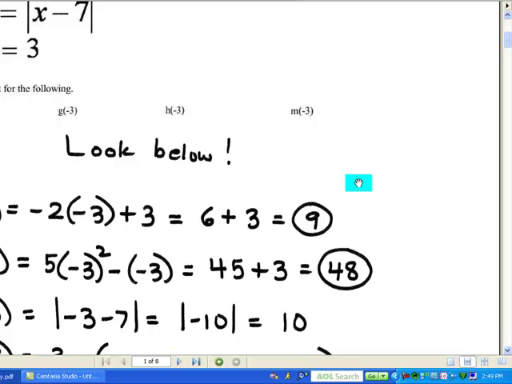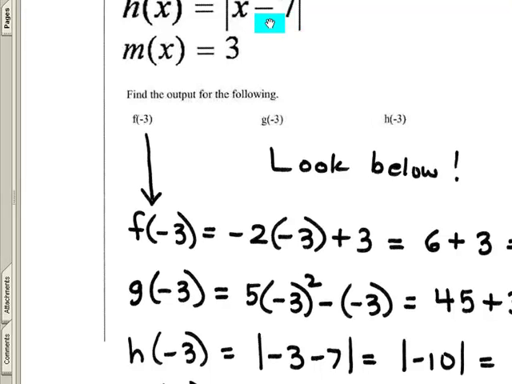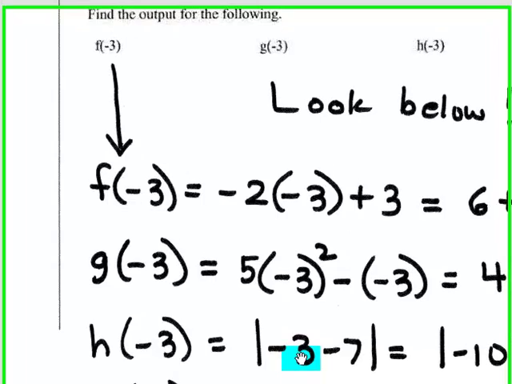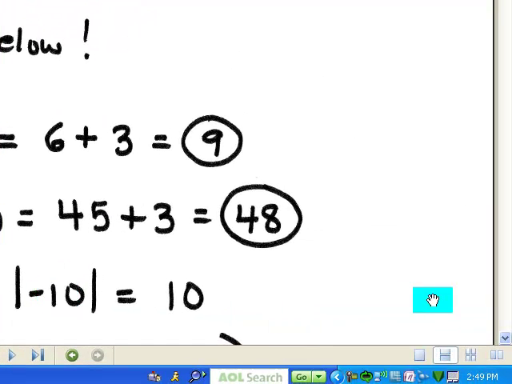h of negative 3. Well, look up with me. h of x is the absolute value of x minus 7. So I have my absolute value bars, but I put a negative 3 in the place of x. Now let's work inside the bars first. Negative 3 minus 7 is negative 10. However, when I take the absolute value of negative 10, it becomes positive 10, and that's my answer.